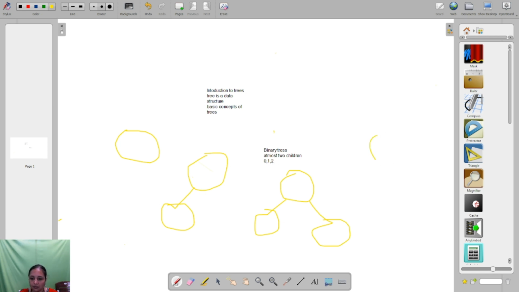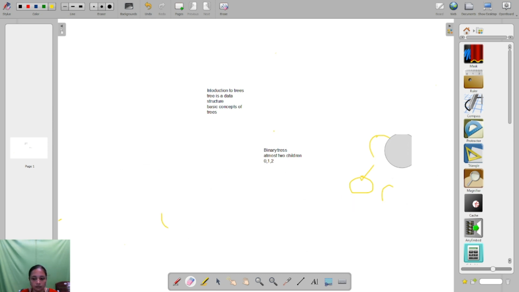Another one here: this is a node, and this node has 3 children. So this is one tree, but this is not a binary tree. At most 2 children, that one is called a binary tree. So the next one, here I will draw some collections of binary trees.